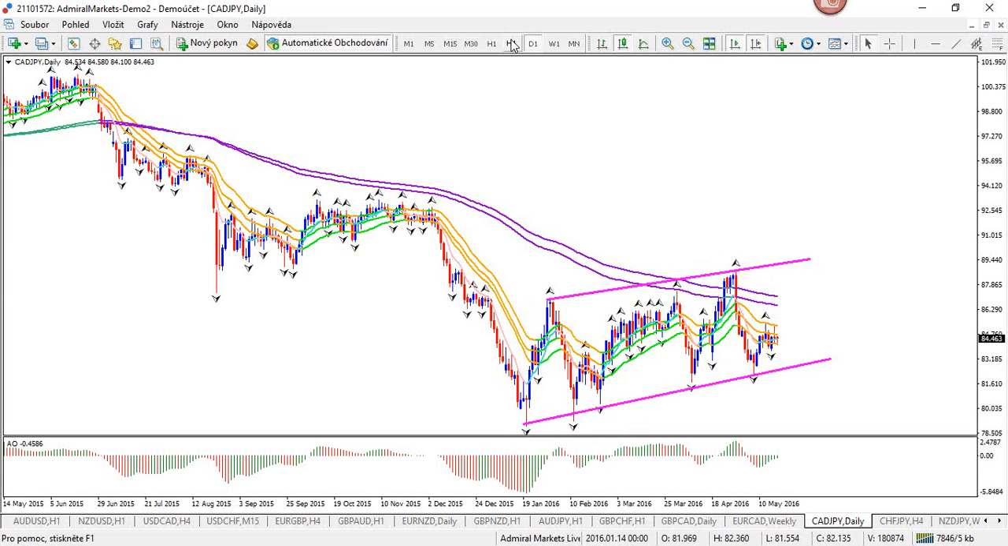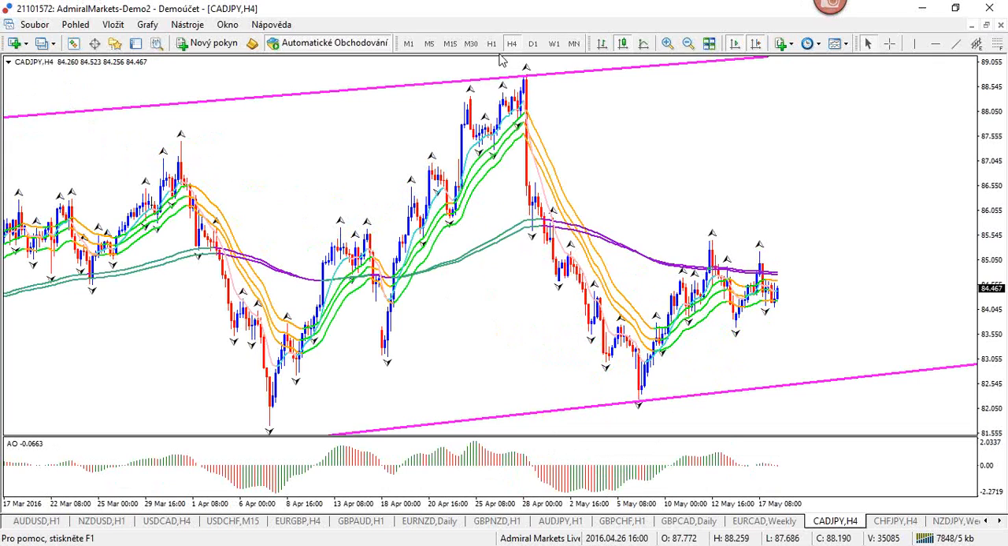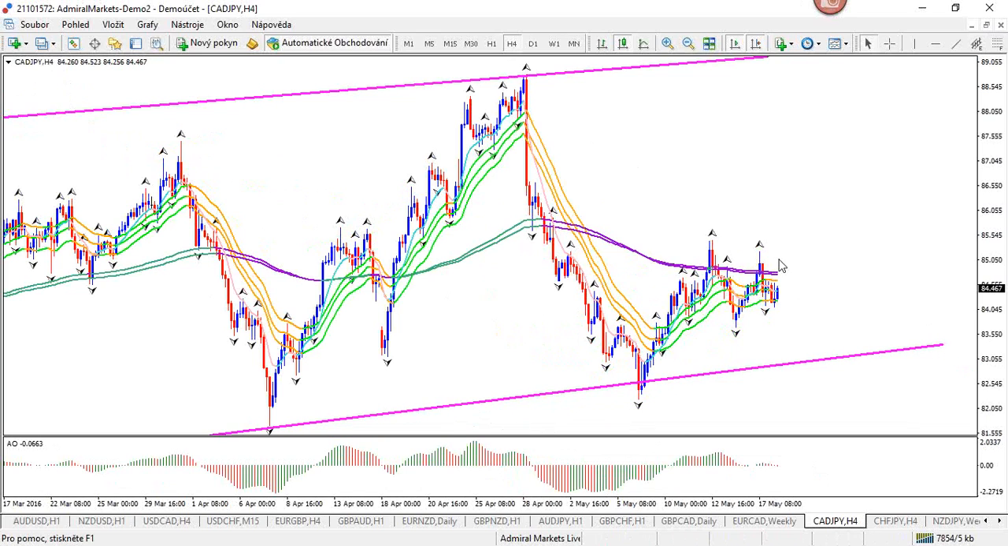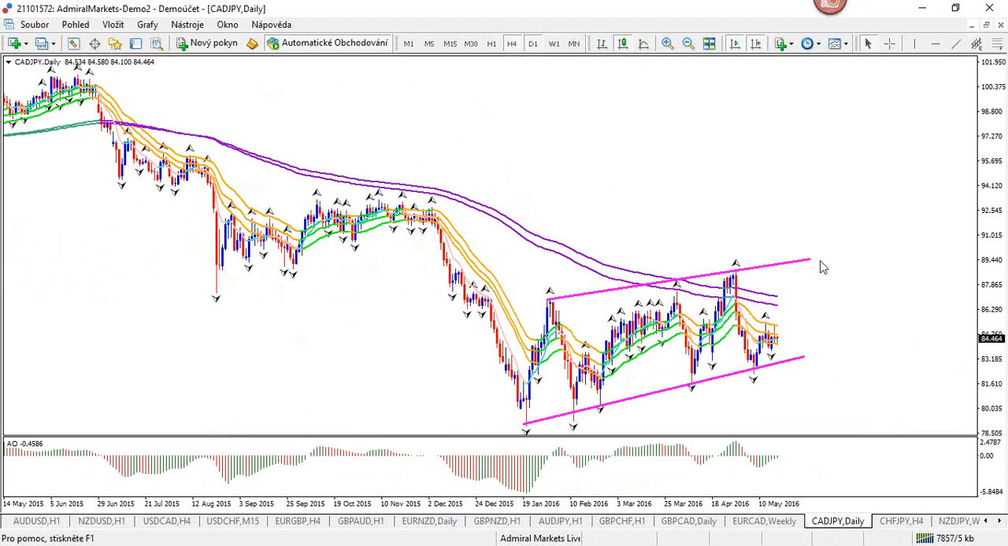Okay. 4-hour chart. This is what we got. We don't really see. So from a daily perspective, if this channel breaks to the downside, we'll be looking at a 4-hour chart for the break and a little correction, and then trying to take the next break.